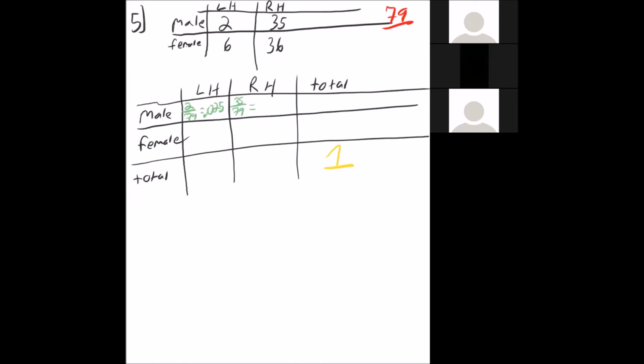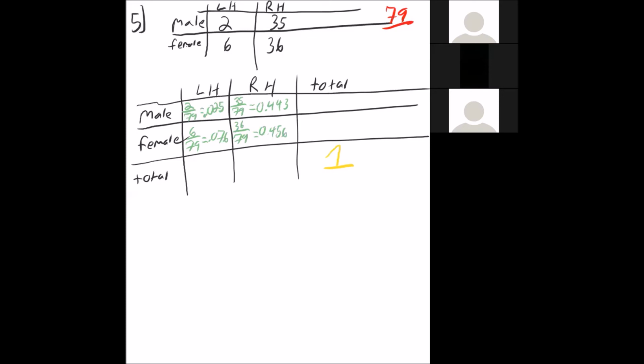All right, so then here, 35 out of 79 is 0.443. Then you're going to do the female. 6 out of 79 is 0.076. Then you're going to have the 36 out of 79 to get the 0.456.